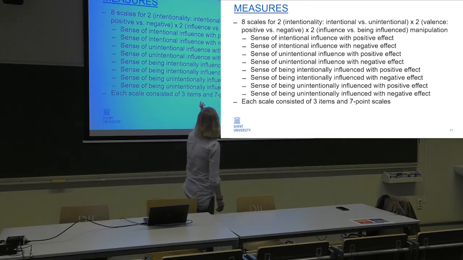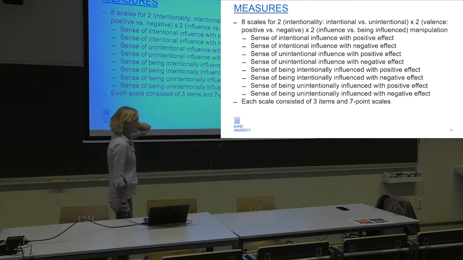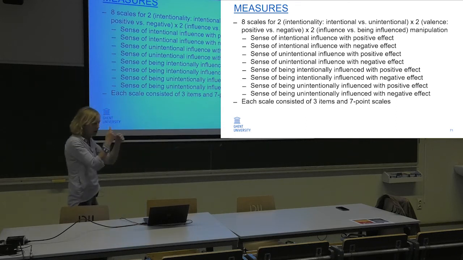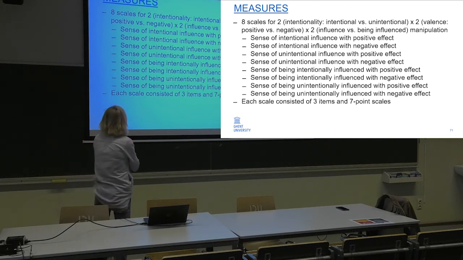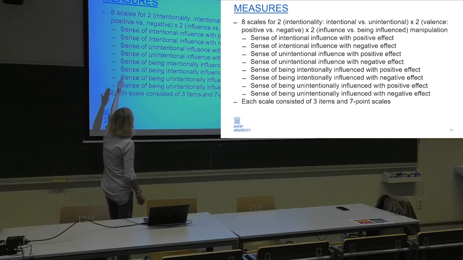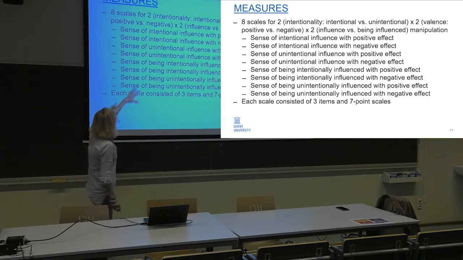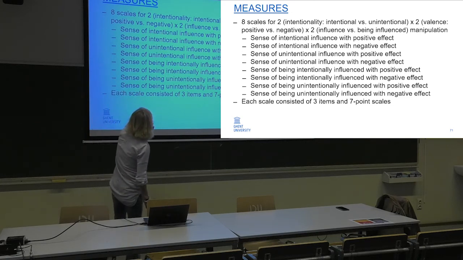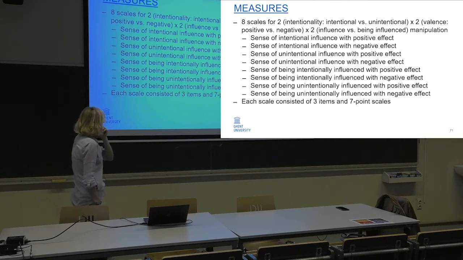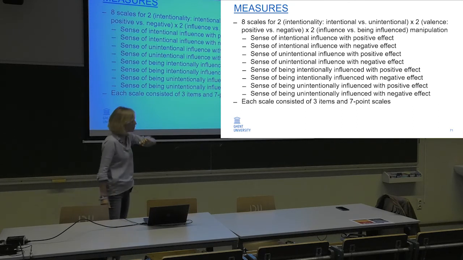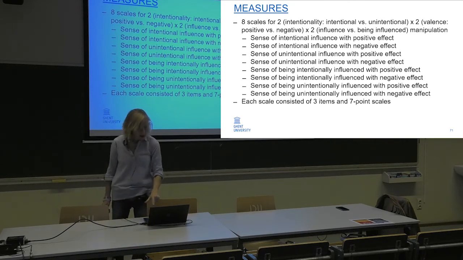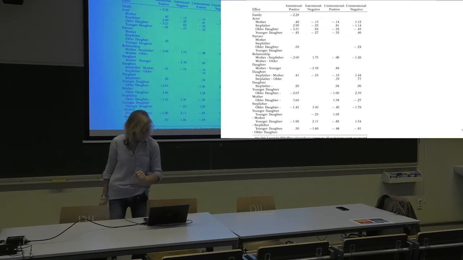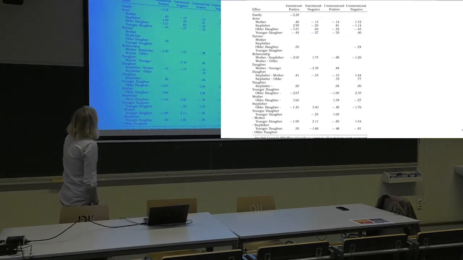I will only talk about influence because the being influenced that's really difficult also to talk about, difficult to answer and difficult to talk about. So that ends up in all these different scales, but we will only do the first 4. Each scale consists of 3 items on 7 points. Here is what you then get, and these are all Z-scores.